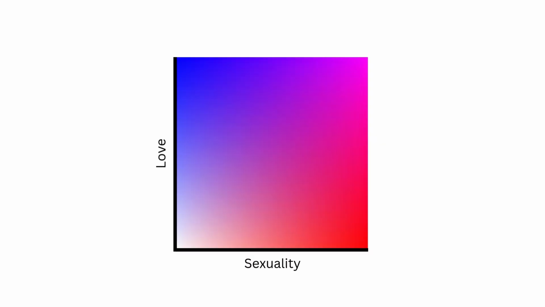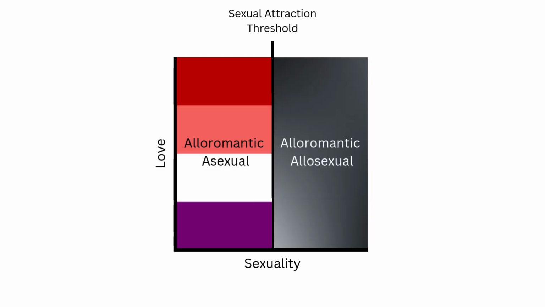To represent this in the model, I've created what I call the sexual attraction threshold. This is an arbitrary point along the sexuality dimension of the model, and it represents the boundary between sexual attraction and lack of sexual attraction. It can be thought of as the amount of sexual influence necessary for a person to experience sexual attraction. The area to the right of the sexual attraction threshold represents alloromantic allosexuals. To the left of the threshold are alloromantic asexuals, aka those who do not experience sexual attraction, but for whom sexuality's influence still manifests as romantic attraction.